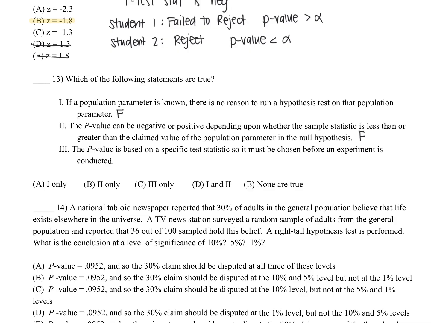And then the p-value is based on a specific test statistic, so it must be chosen before an experiment is conducted. And that is also false. You can't choose your test statistic before an experiment is conducted. You have to wait until after you have determined your hypotheses, and then you get your sample. So none of these are true.